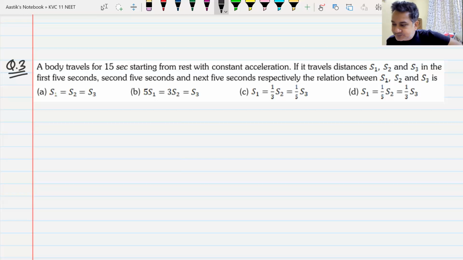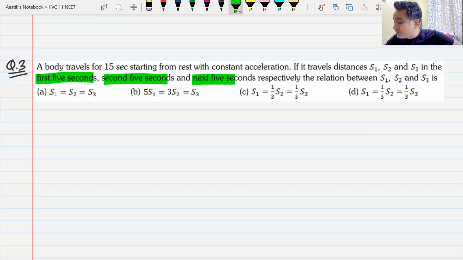Yes, my dear friends. Option one. What makes you feel that option one? The only reason that can make you feel option one is that all the time intervals are the same. Yes or no? That might be the only reason. But you forget the fact that it is moving with a constant acceleration. So its velocity is not the same. Its velocity is continuously increasing.